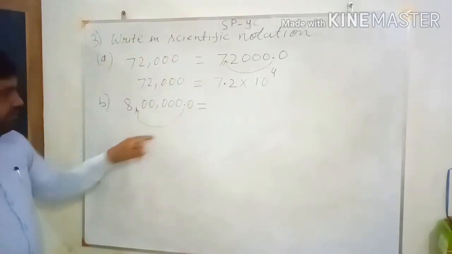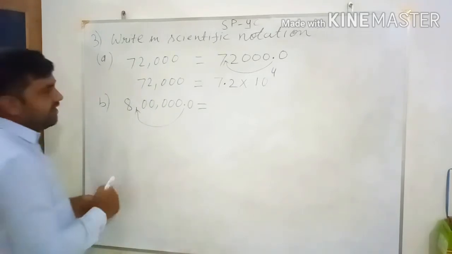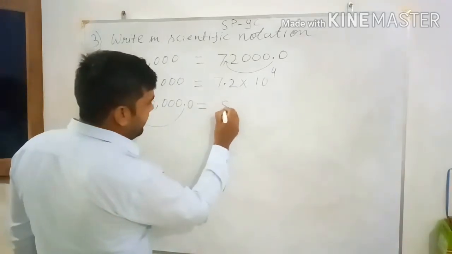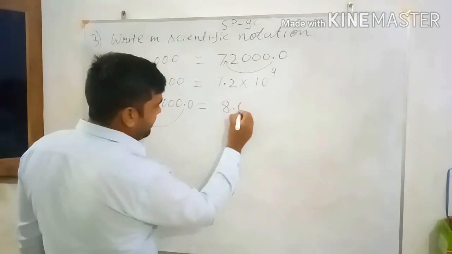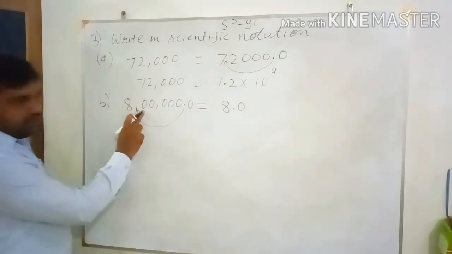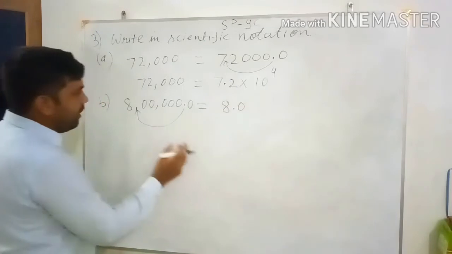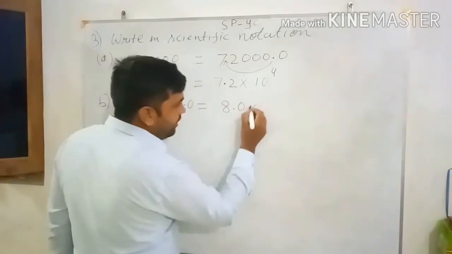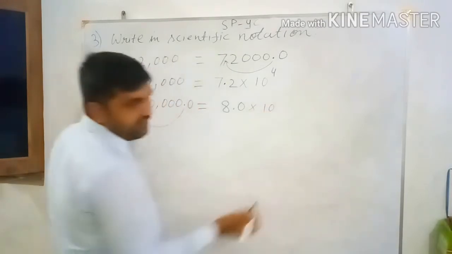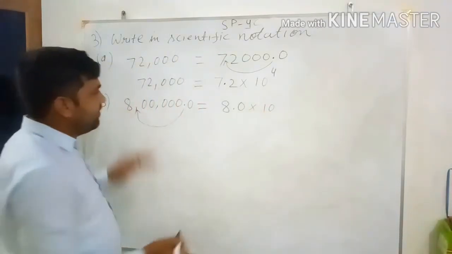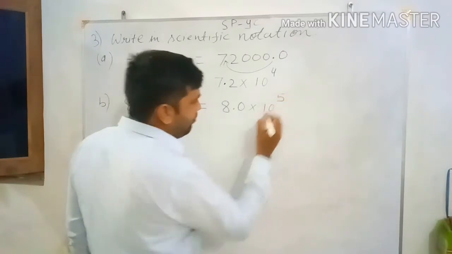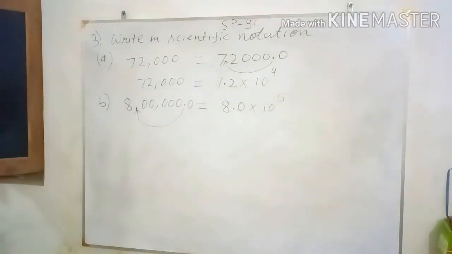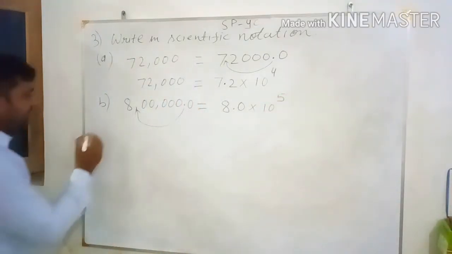From here to here we want to bring. See how many places left I have brought this decimal. Now the number is 8.0. The first factor is 8.0, that is between 1 and 10. Now how many places left I have shifted? 1, 2, 3, 4, 5. So that you write the power of 10. Second factor is the power of 10. 5 places, so that is 8.0 into 10 to the power 5.